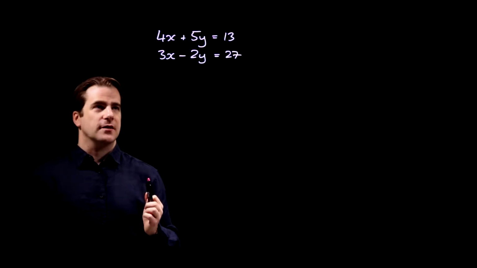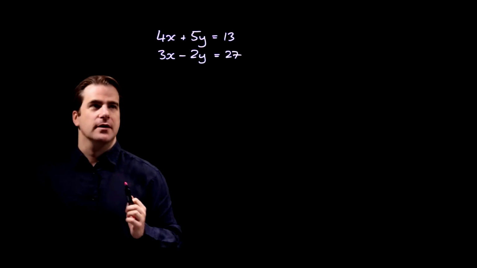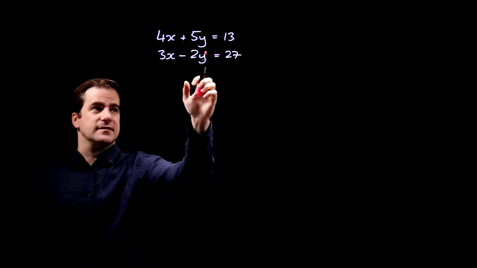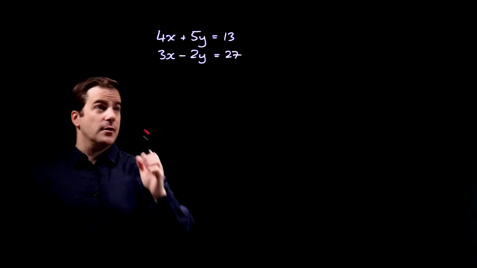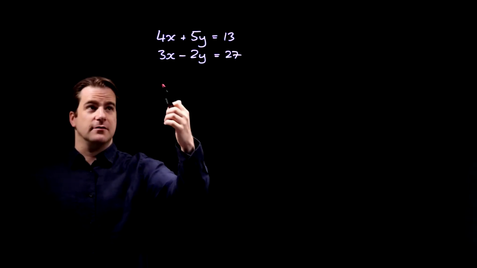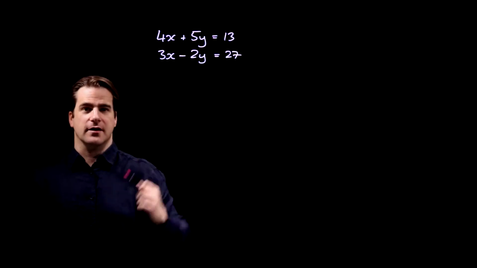Okay, so step one. Get both equations written in the form x's, then the y's, then the equals, then the numbers. But we don't have to do anything in this case. They already gave us the equations in that form ready to go.